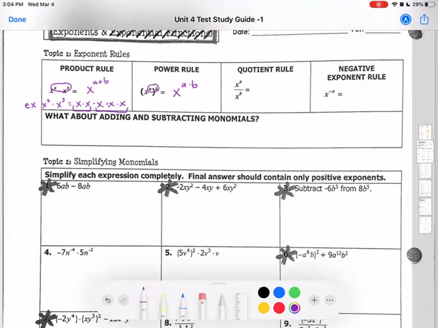Looking at the quotient rule, if I have x to the a divided by x to the b, what I do is I do x to the a minus b. I subtract these exponents, top minus bottom. And the logic is similar as when we did the product rule. For example, if I have x to the fourth over x squared, I have x times x times x times x divided by x times x.